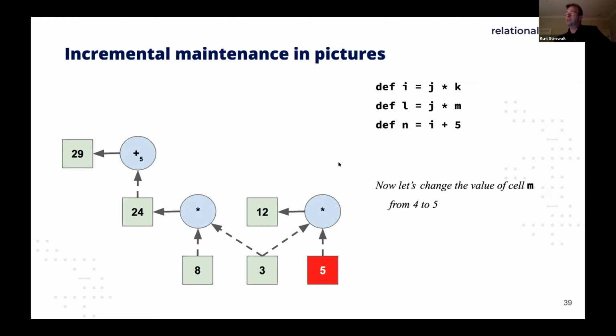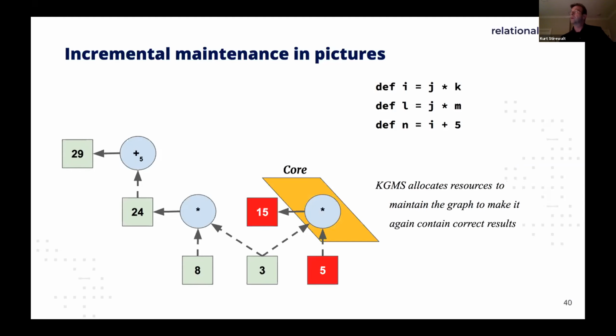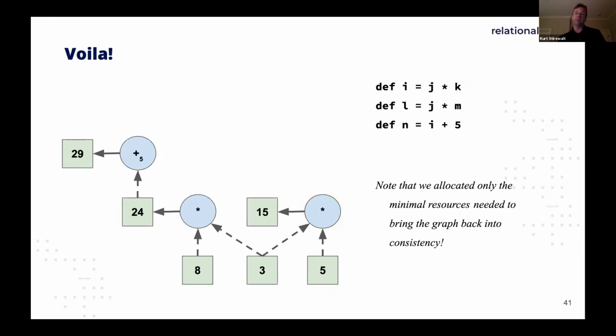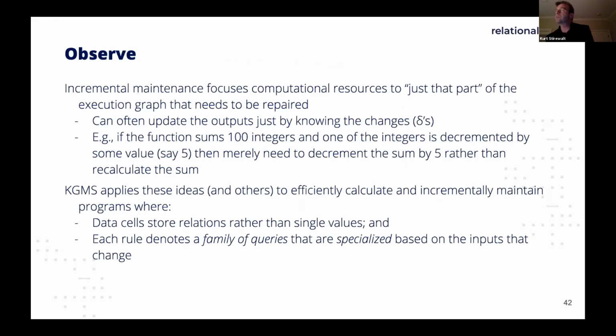So to bring the graph into consistency to reflect the invariance of these rules, we can basically allocate a core, okay, to just that little subgraph to update that part, and then we're done. All right, I didn't have to reevaluate the whole graph. I could just evaluate that little piece that was needed. So incremental maintenance, the virtue of it is it focuses computational resources to just that part of the execution graph that needs to be repaired.